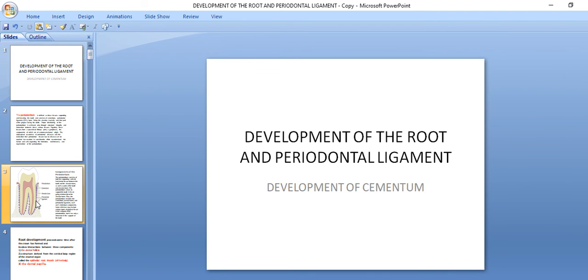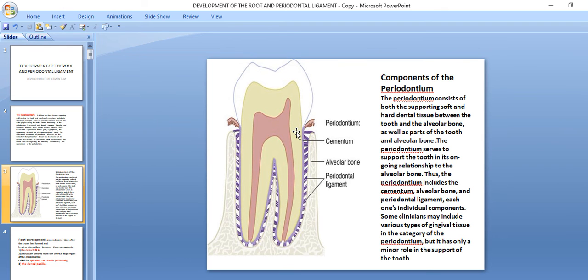And here on this slide, on this picture, you can see the components of periodontium, which consist of supporting soft and hard dental tissues between the tooth and the alveolar bone, as well as parts of the tooth and alveolar bone. Here you can see this alveolar bone, and also you can see the periodontal ligament and the cementum, and also gingiva, which covers the periodontal ligament and the alveolar bone.